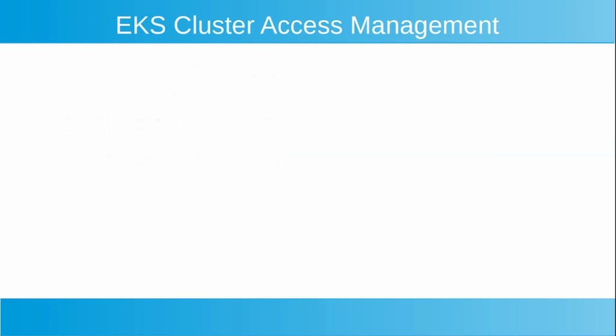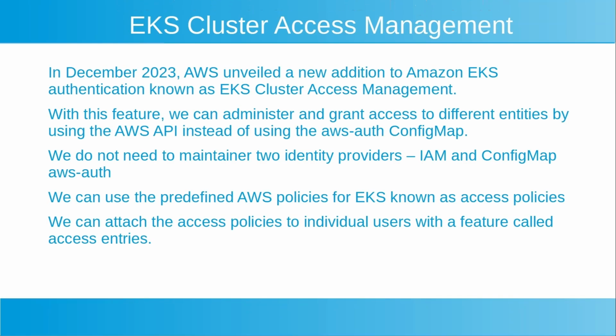In December 2023, AWS unveiled a new addition to Amazon EKS authentication known as EKS Cluster Access Management. With this feature, we can administer and grant access to different entities by using the AWS API instead of using the AWS Auth config map. EKS version 1.23 and beyond support the cluster access management.